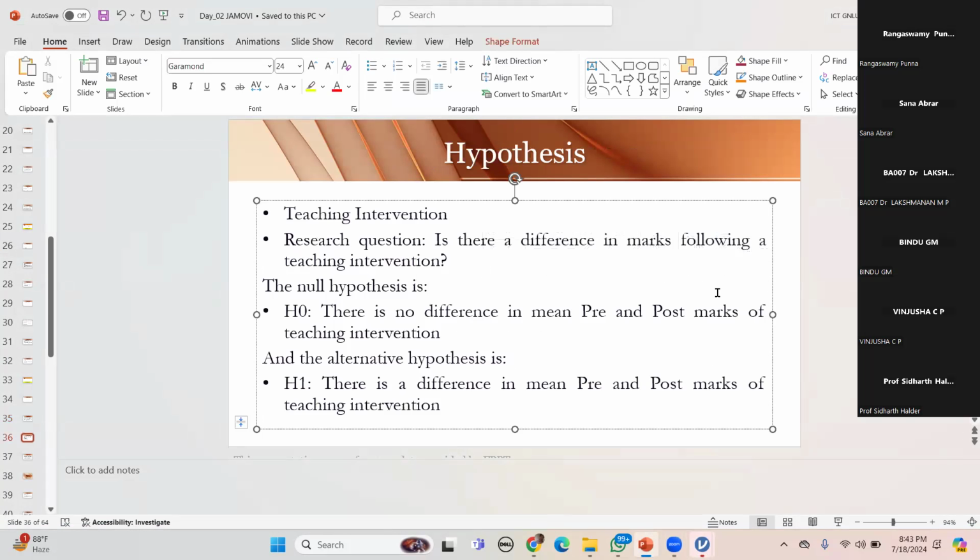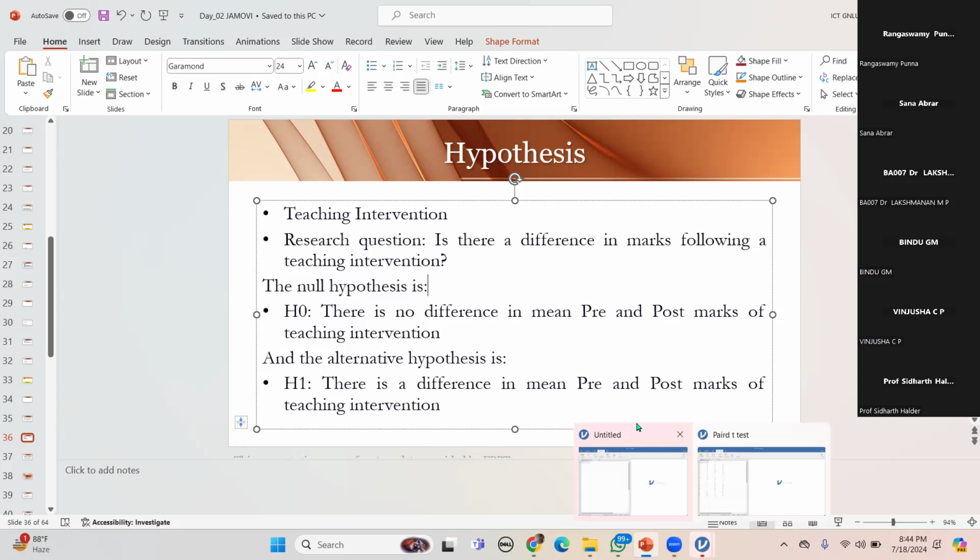Our null hypothesis is that there is no difference in mean pre and post marks of the teaching intervention. Before giving the intervention, you have collected the marks of the students. After the intervention, you again collect the feedback from your students and look at the difference between pre and post marks. Second, the alternative hypothesis: there is a difference in mean pre and post marks of the teaching intervention.